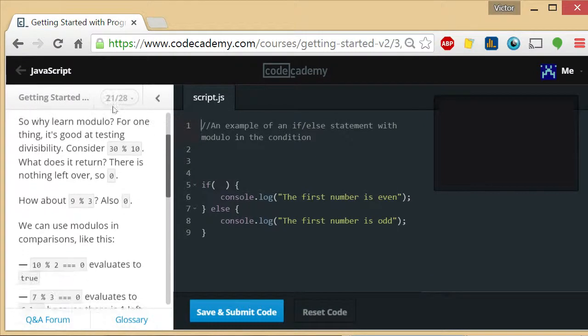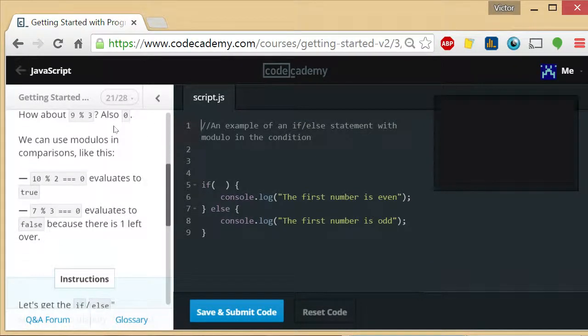In this exercise, they're trying to get you into some of the practical applications of modulo. And this right here is the most important part: 10 mod 2 evaluates to 0. By using mod 2, you can determine if a number, let's call it A, is even. A mod 2 evaluates to 0 only if A is even. So by using mod 2, you can determine if something is even or odd. That is probably the most important application of modulo.